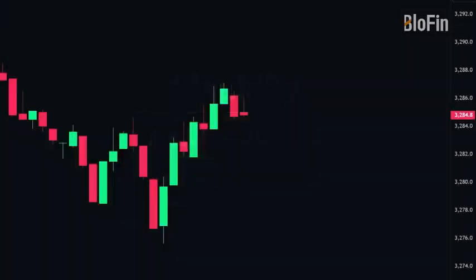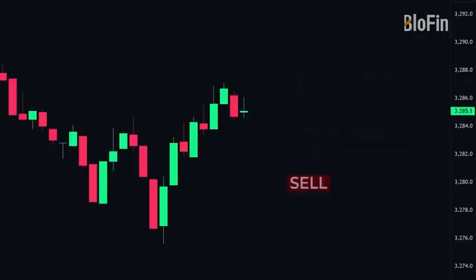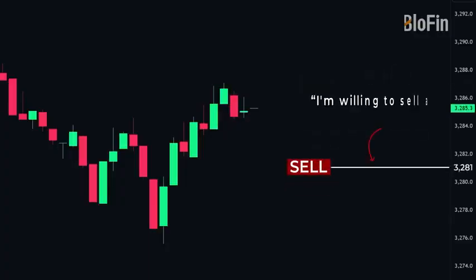Imagine you're looking at a chart and decided to place a buy order at a certain price level. What you're actually doing here is providing liquidity to the market at that price level. You're basically telling the market, hey, I'm willing to buy at this exact price. The same principle applies when you place a sell order. You're basically telling the market, hey, I'm willing to sell at this exact price, which also creates liquidity at that level.